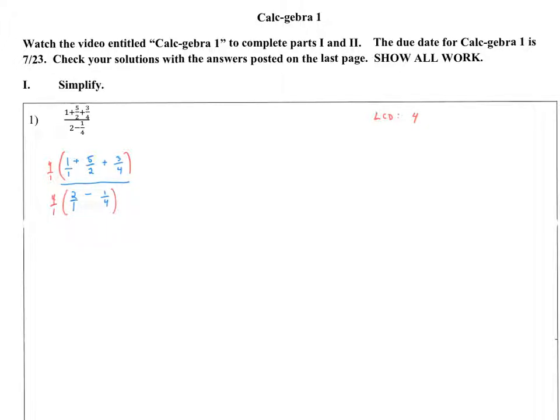So now it's time to distribute. 4 times 1 is 4. 4 times 5 halves is 10. And 4 times 3/4 is 3. In the denominator, 4 times 2 is 8, and 4 times negative 1/4 is negative 1. Now you can see that the final answer is 17/7. For an example like this, you can always check your answer using your calculator.